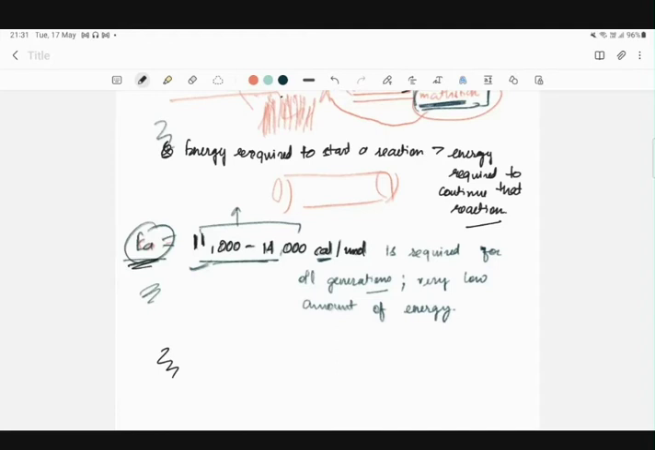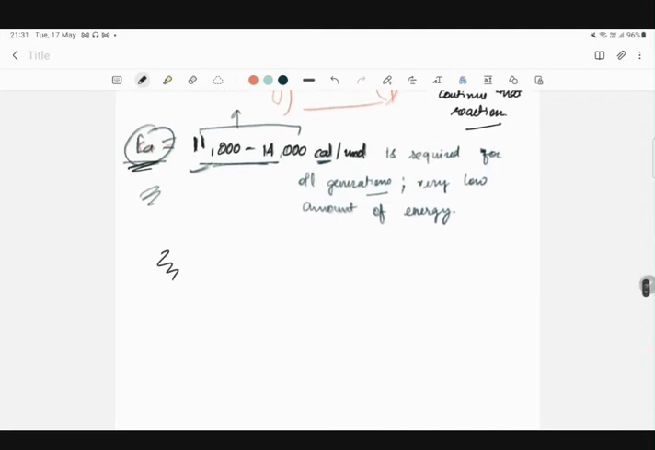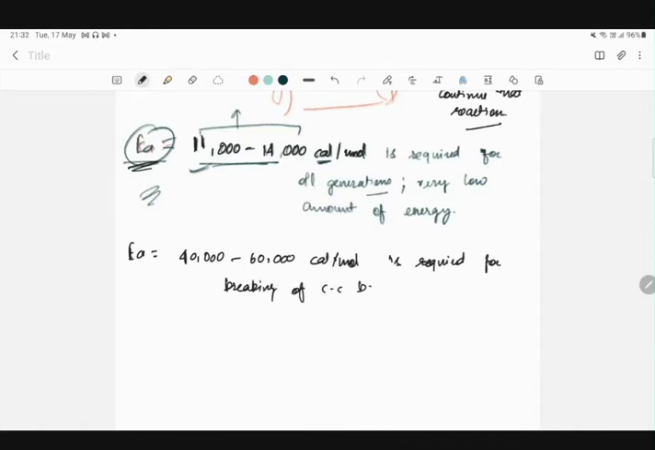Okay, and write down, EA is about 40,000 to 60,000 calorie per mole. This amount of energy is required for breaking of C-C bonds of organic matter. Like when the organic matter is being converted into kerosene, during this process a lot of carbon bonds break.